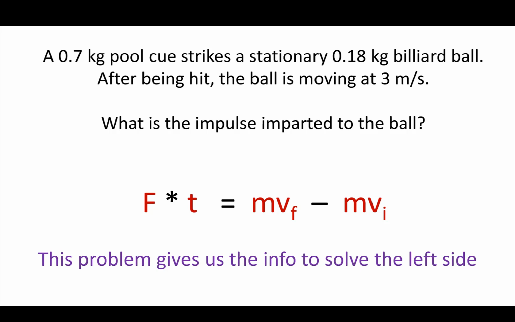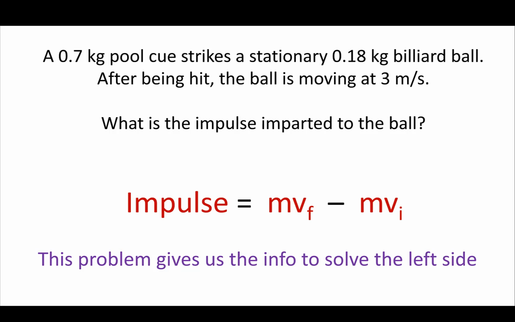The problem gives us the information to solve this shouldn't say left, this should say right side, I'm stupid, to solve the right side. Because it gives us the masses and velocities of the billiard ball. So we're going to keep this side and plug in the numbers to get the impulse.